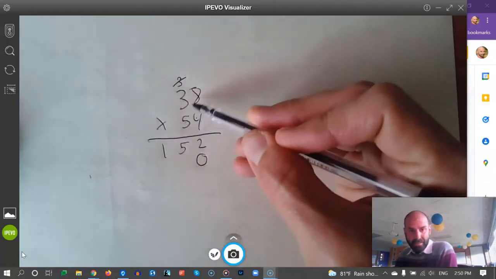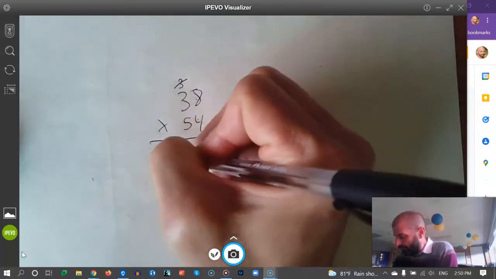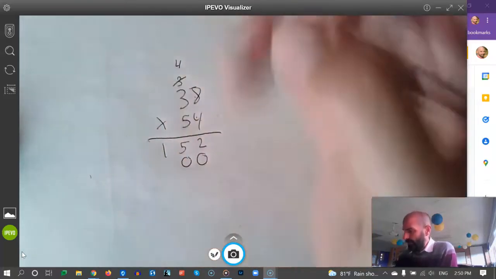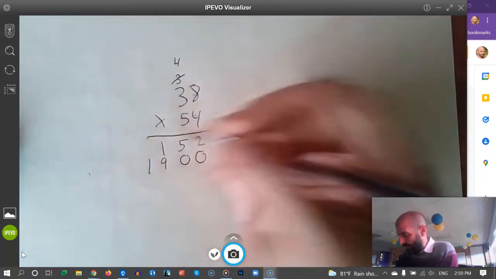I go from my 10s and I go to my 8 here. I go to my 1. So 5 times 8 is 40. And then I carry my 4. 5 times 3 is 15. Plus 4 is 19. Now, I'm not done yet.